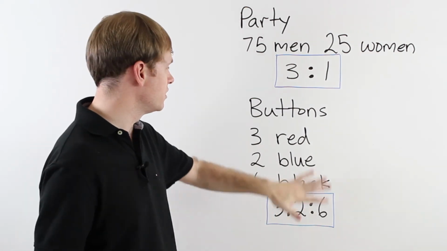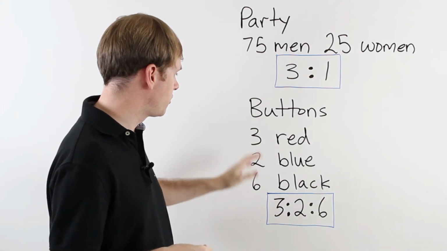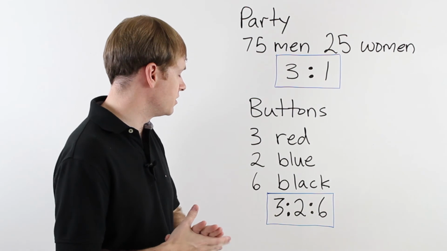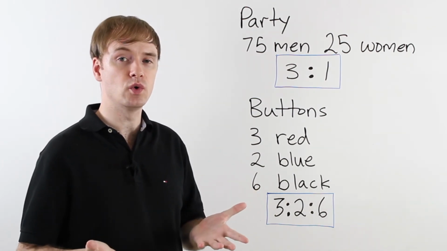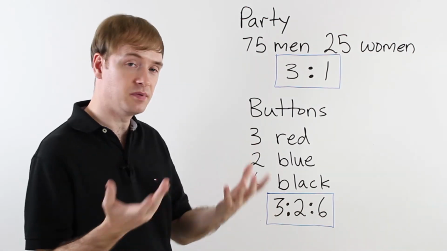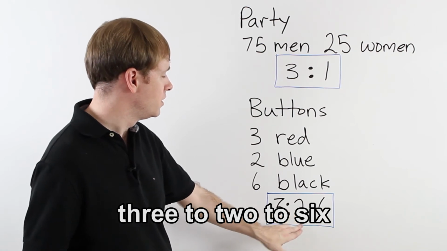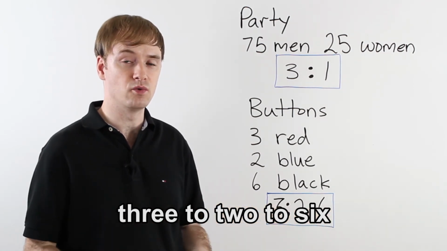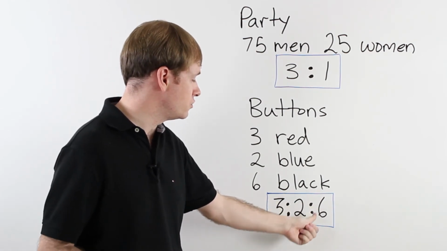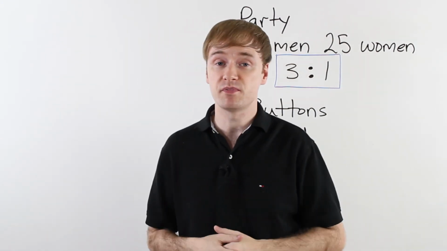All right, let's move on to the next example, talking about buttons. I got 3 red buttons, 2 blue buttons, 6 black buttons. Okay, what's the ratio of buttons? Okay, we're going to use 3 numbers, and simply you would say 3 to 2 to 6. That's the ratio of buttons. Okay, easy. Let's take a look at a few more examples.